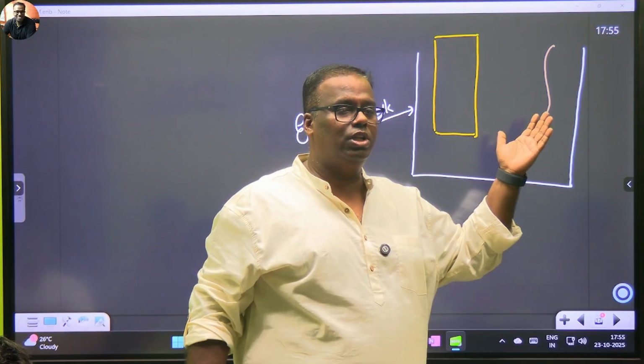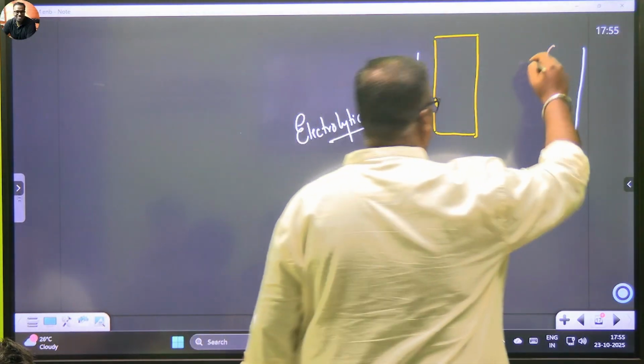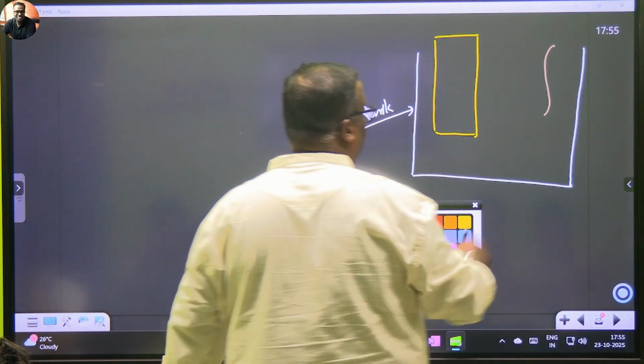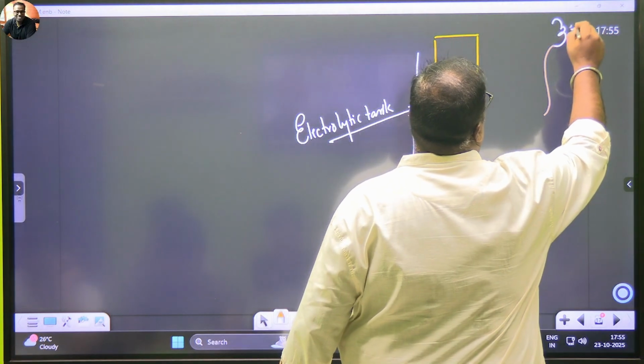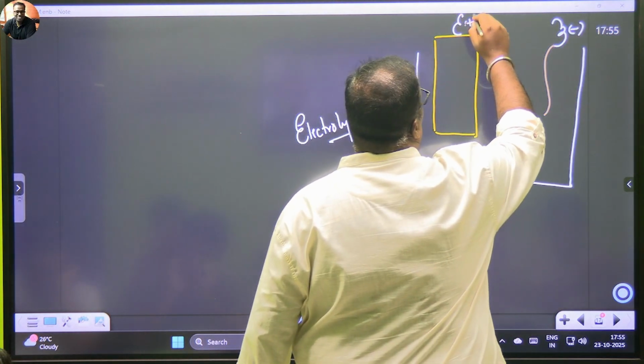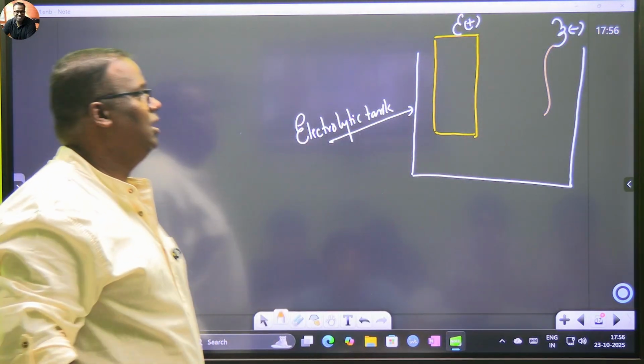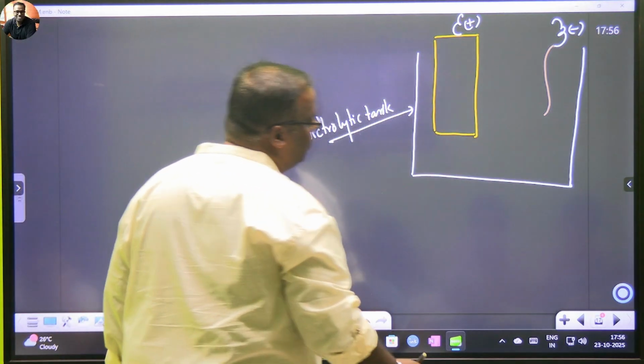Cations will always go to the negative side. So this will be connected to my negative terminal, and this will be connected to positive. Is this understood? Right. So what are you trying to refine? You are trying to refine copper.